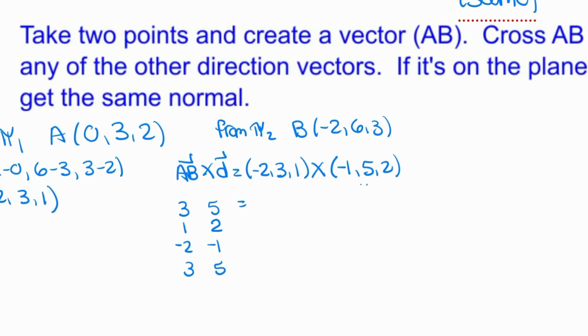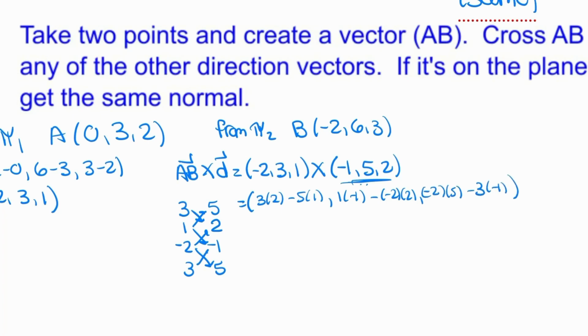Okay, take 2 on this one. I realized what I did. When I went to do the cross product, I had my second vector in there incorrectly. So here we go with this. We have 3 times 2 minus 5 times 1. We have 1 times negative 1 minus negative 2 times 2. And we have negative 2 times 5 minus 3 times negative 1. Okay, let's do a little bit of math on there. I think I've got it right this time.